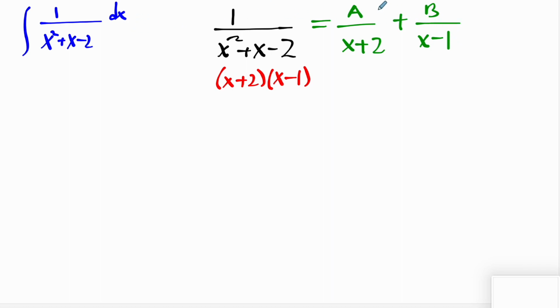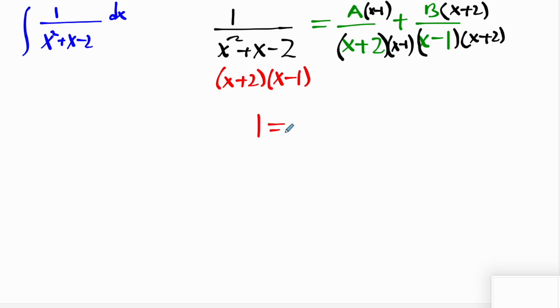We'll go ahead and get a common denominator. Okay. So now we'll ignore the denominators because the denominators are all the same. So numerator plus numerator is equal to the numerator, as we talked about in the last problem. So 1 is equal to A times x minus 1 plus B times x plus 2.